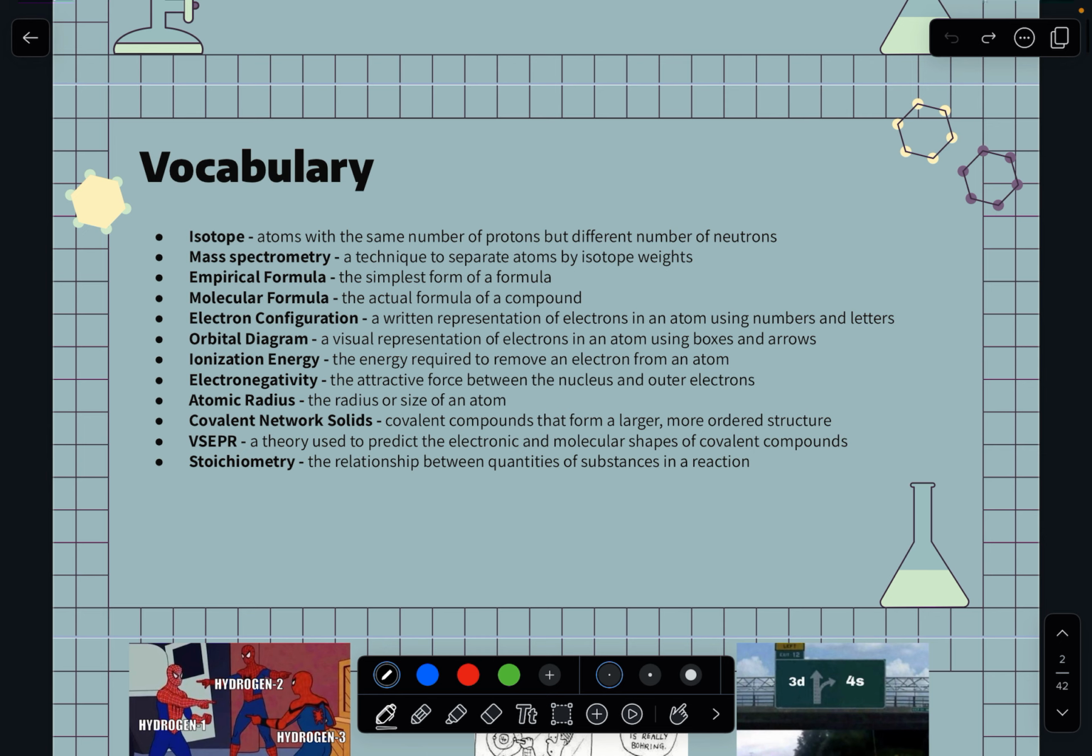So starting off with some vocabulary, we have isotope and mass spectrometry. Those two will go together. Empirical formula and molecular formula. Electron configuration and orbital diagram. We have the periodic trends, so ionization energy, electronegativity, and atomic radius. Covalent network solids, VSEPR, and stoichiometry.